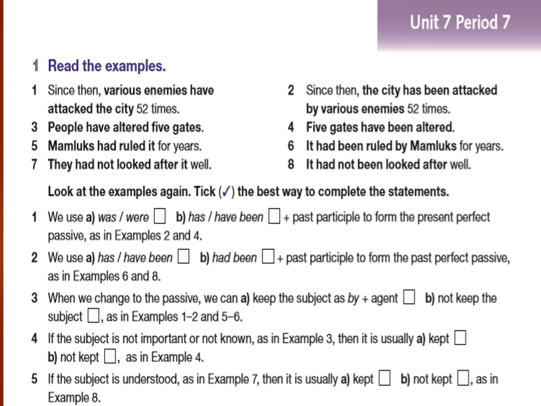Number 1, since then, various enemies have attacked the city 52 times. Here we have an active sentence because it starts with the subject, and the sentence is in the present perfect. Look at example 2. Now read the example and try to guess what we changed in this sentence in order to make it passive. I will read it for you. Since then, the city has been attacked.